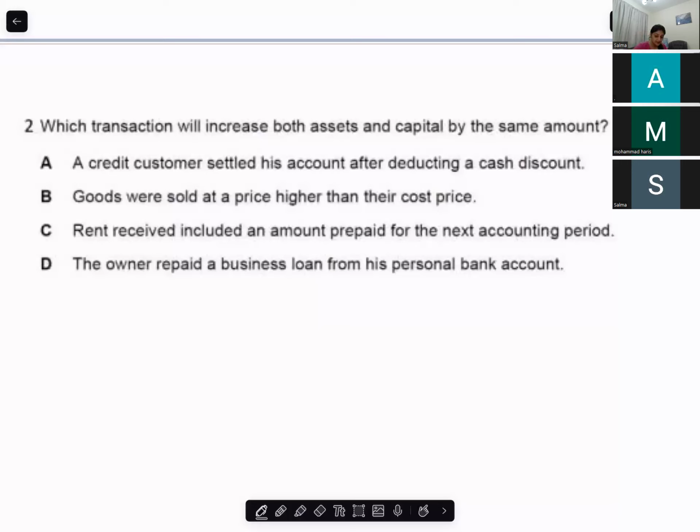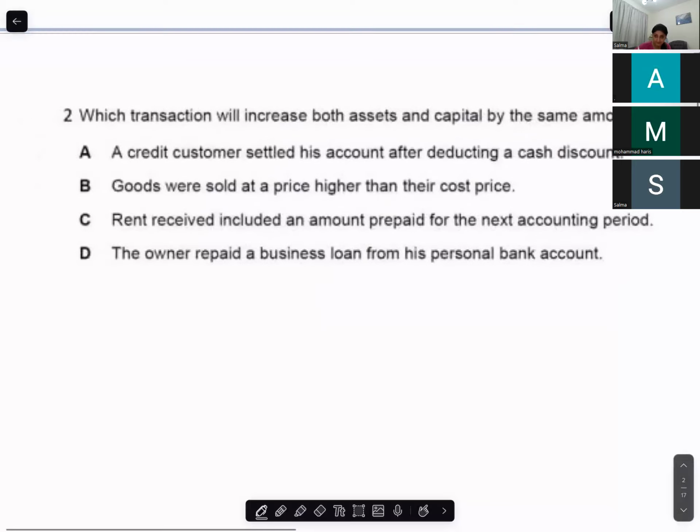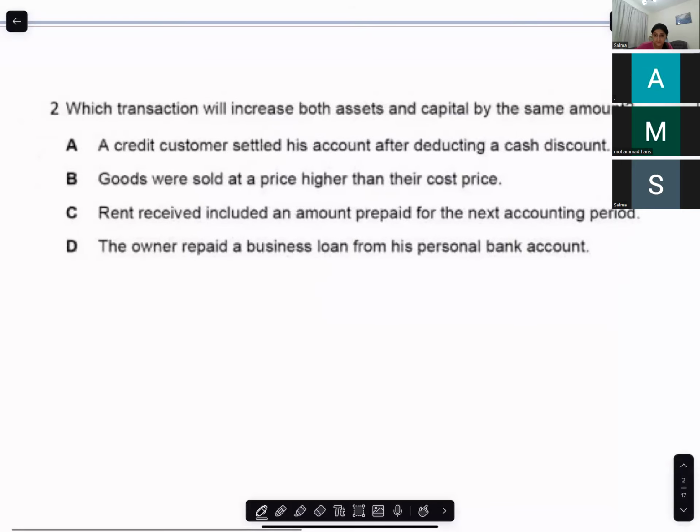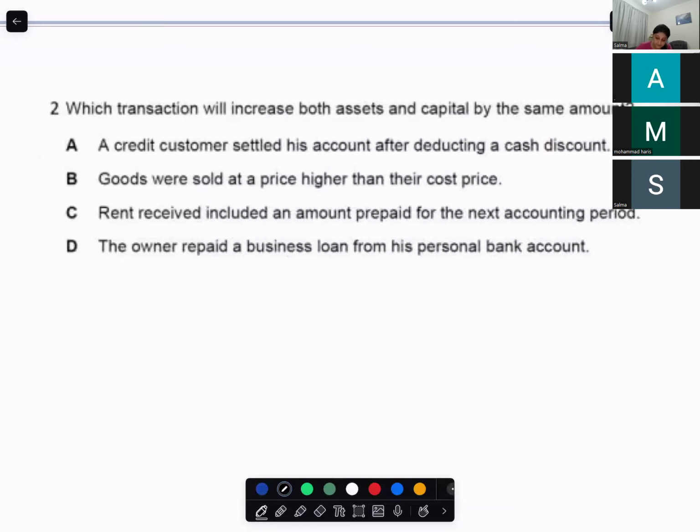Haris, can you please start? Which transaction will increase both assets and capital by the same amount? So I wrote the answer as D. The owner repaid a business loan from his personal bank account. So you want a transaction that is going to increase assets and it is going to increase capital.